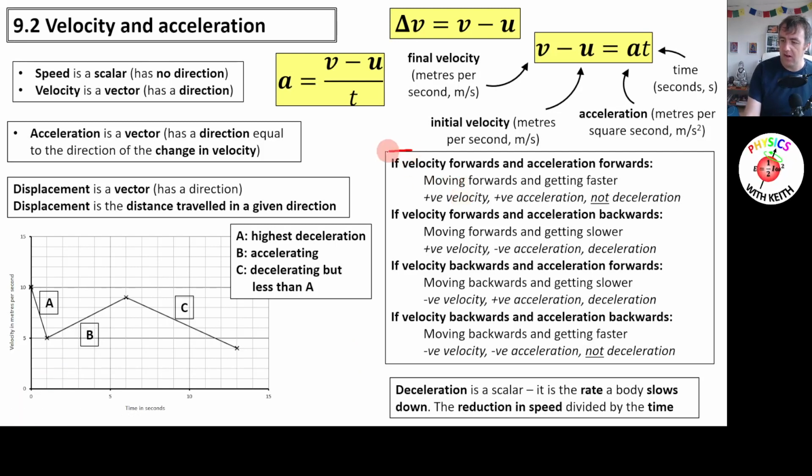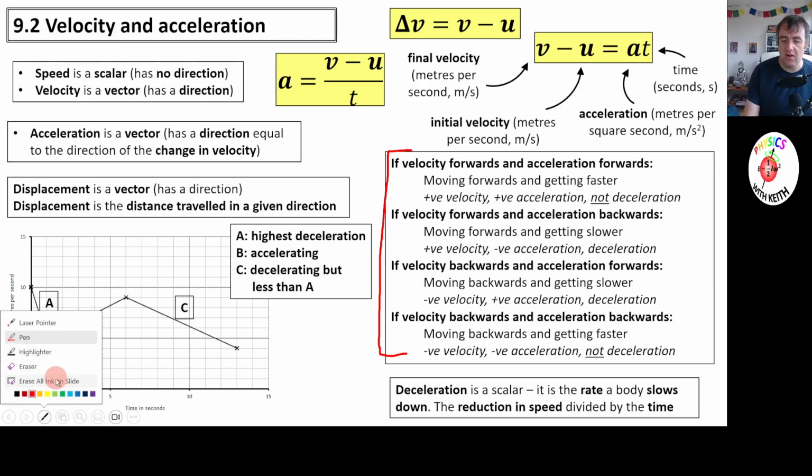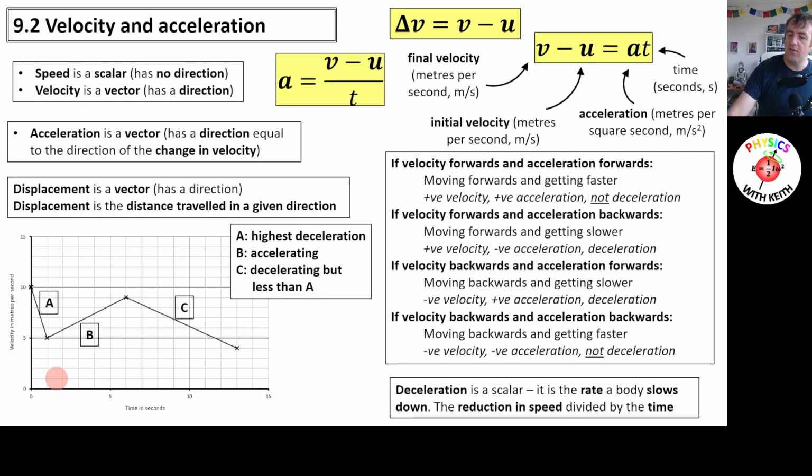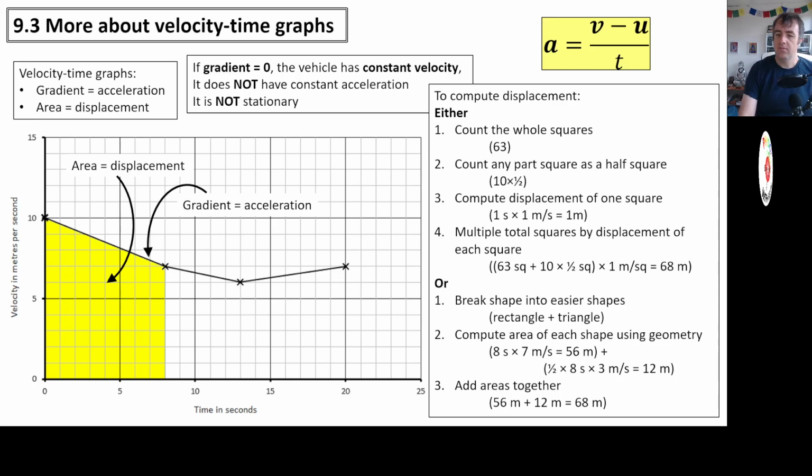I'm hoping that's cleared up those 4 examples. I spent quite a few minutes on it, but I'm hoping that's cleared up what's going on with this table here. It is important that you've got a clear idea in your head of the difference between acceleration and deceleration and what it all means. So, velocity and acceleration, done. Let's move on to lesson 58.